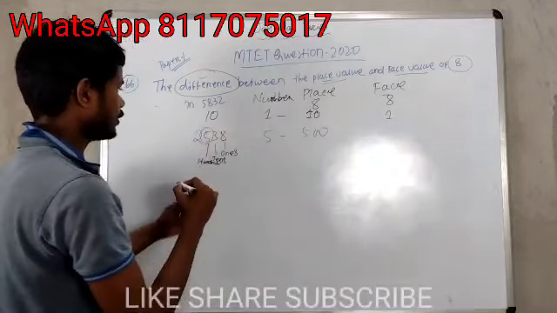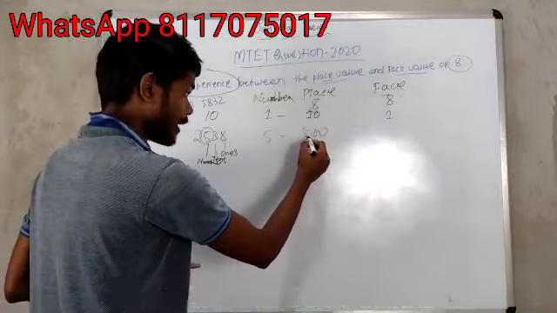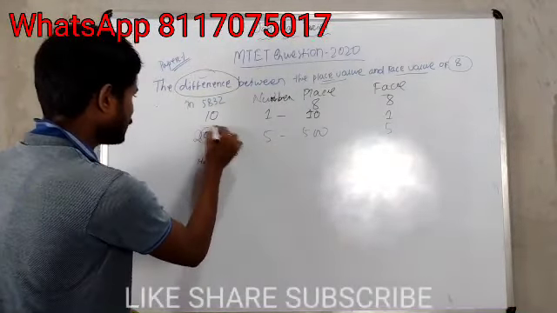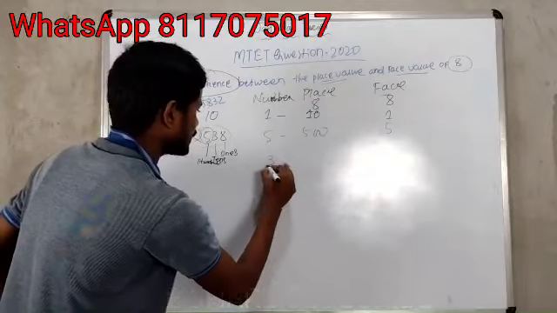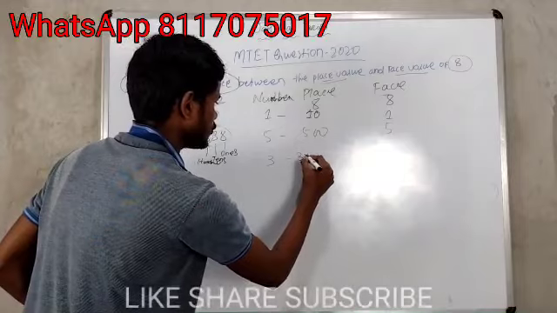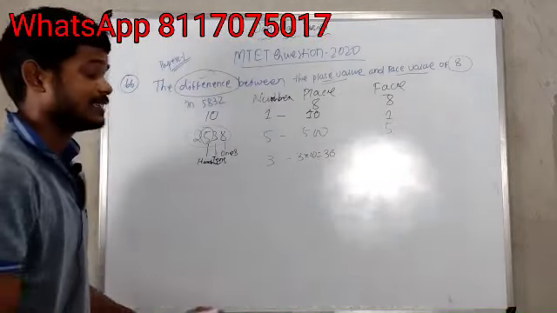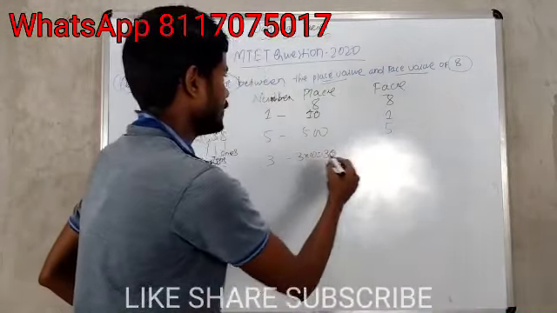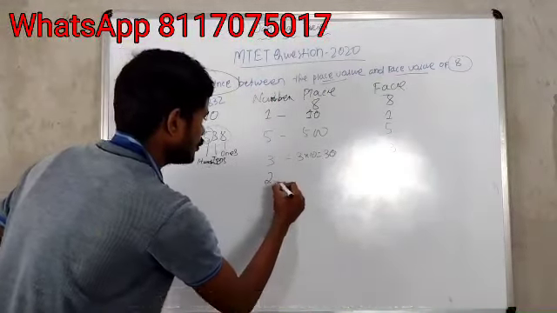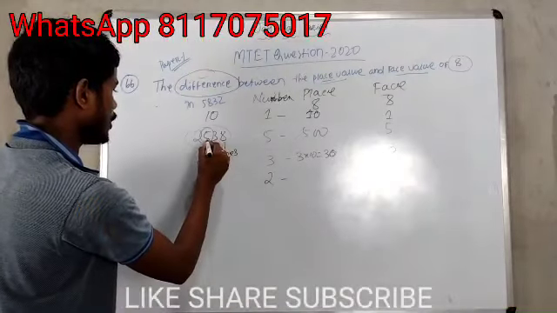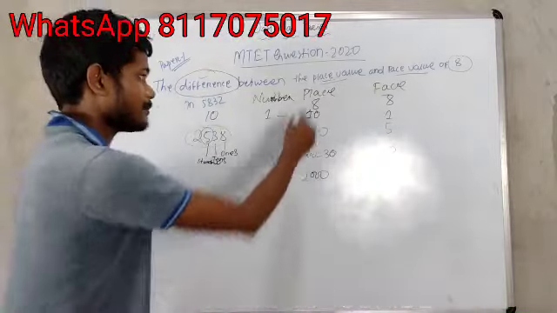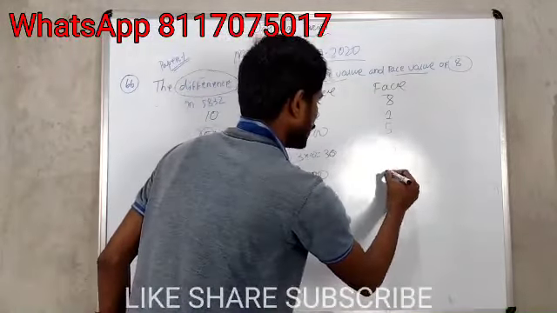Then if I take the number 5, 5's place value is 500 and face value is only 5. Clear? If I take the number 3, the place value of 3 is 1 tens, so 3 into tens equals 30, and the face value is only 3. Clear friends? Then if I take the number 2, ones, tens, hundreds and thousands, it will be 2000. Place value is 2000 and face value will be 2.